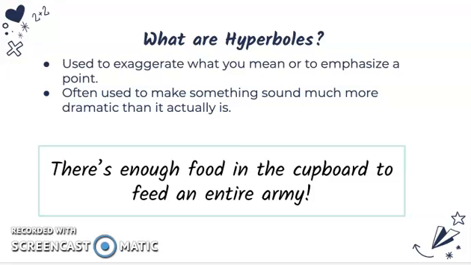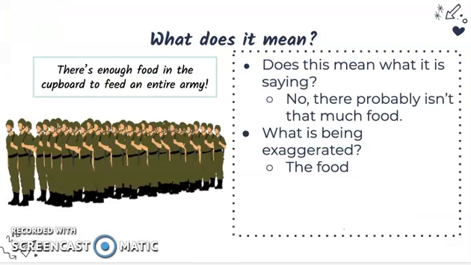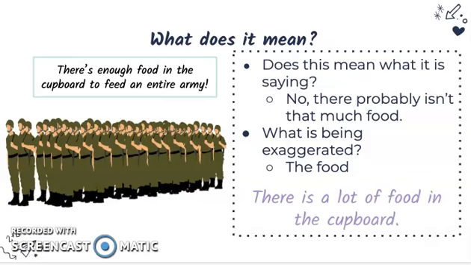Do we really think that there's enough food to feed an entire army in the cupboard? Probably not. So let's keep thinking of what it means. What is being exaggerated in this sentence? I would say that the food is being exaggerated. How could we say that it is being exaggerated? Well, if it's able to feed an entire army, that must mean that there is a lot of food. So, there has to be a lot of food in the cupboard.